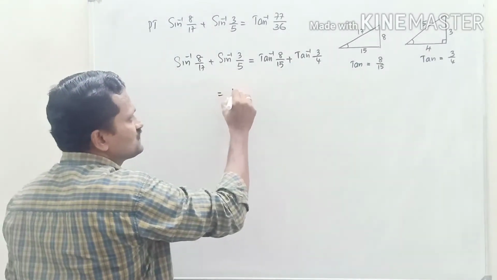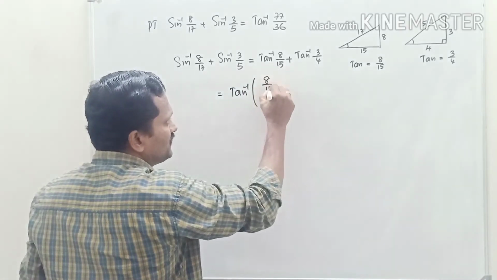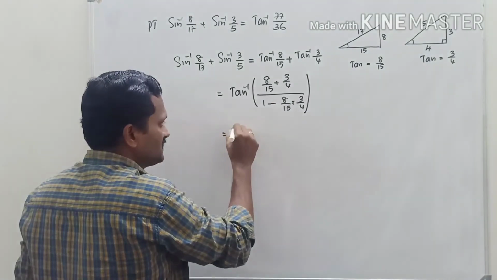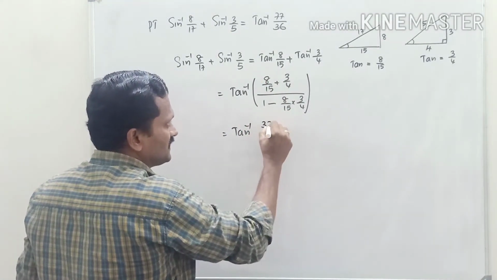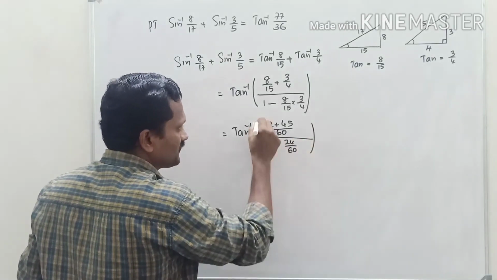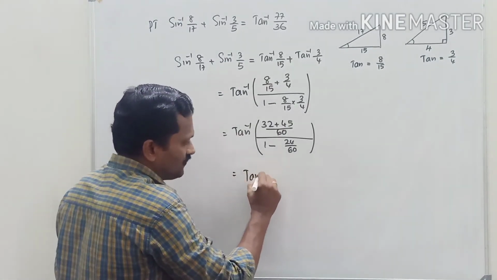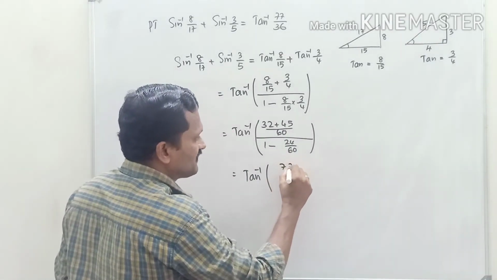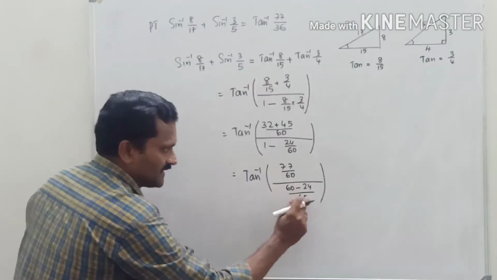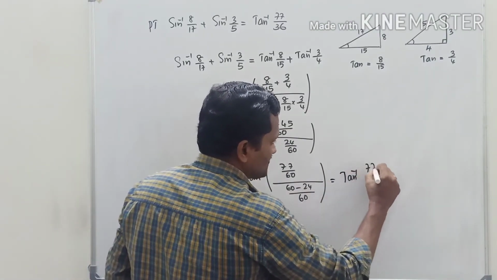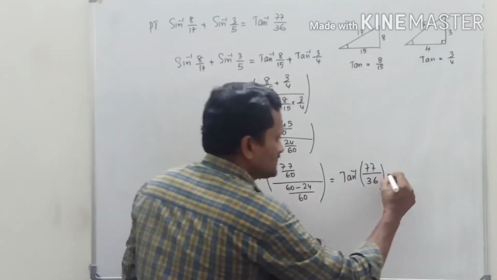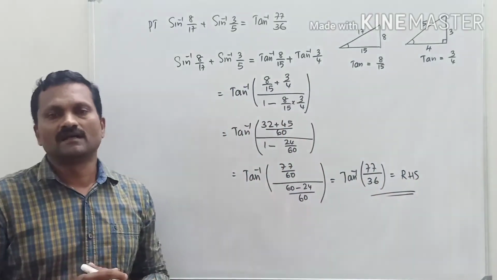What is tan inverse x plus tan inverse y? Tan inverse of (x, 8 by 15, plus y, 3 by 4) by (1 minus 8 by 15 into 3 by 4). That is tan inverse, take cross multiplication, (32 plus 45) by 60, all divided by 1 minus 24 by 60. Again simplifying, we get tan inverse (32 plus 45 equals 77) by 60, all divided by (60 minus 24) by 60. 60 gets cancelled, then it becomes tan inverse 77 by 36. That's RHS, tan inverse 77 by 36. Hence the result.